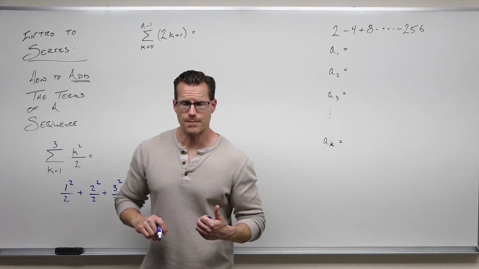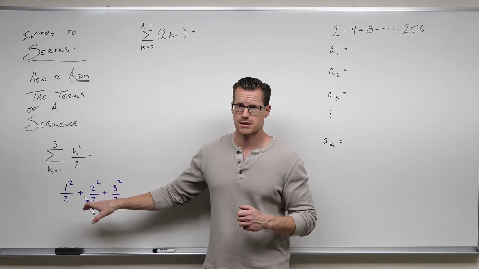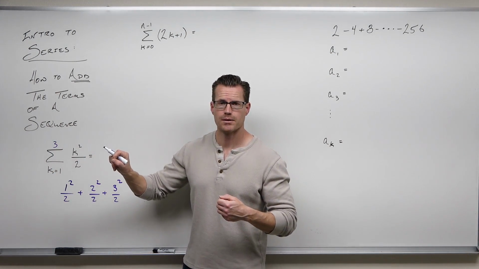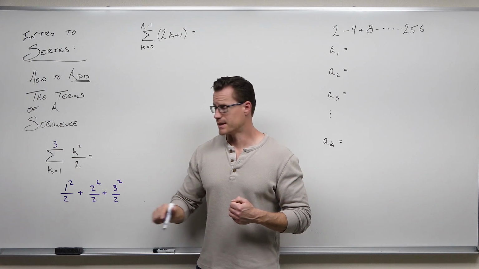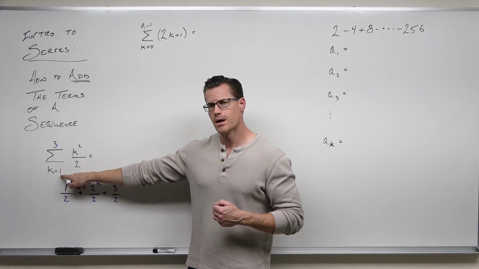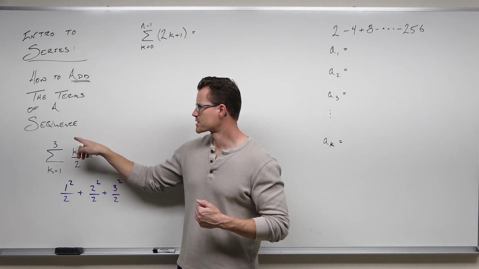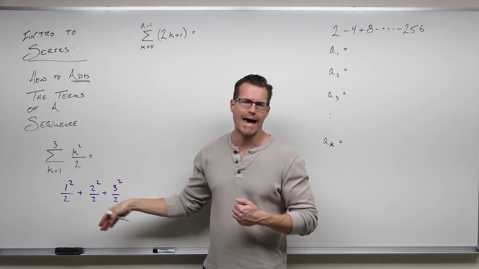If that had been 3, it would be exactly this. It would say you plug in 1, then 2, then 3, then you stop. That is how a series works. It takes these values, starting here, plugs them into the sequence that you know how to deal with, and stops with that term, and then you add it up.